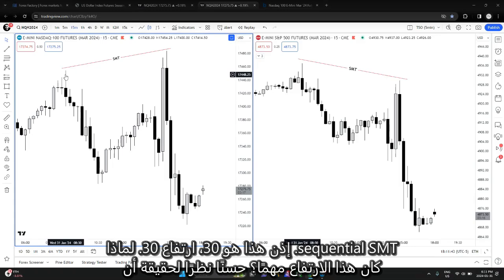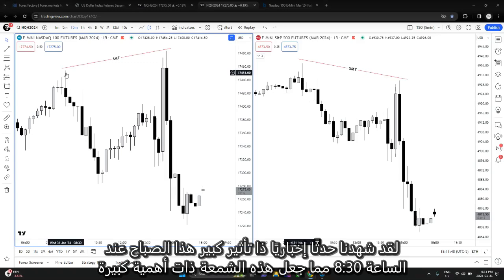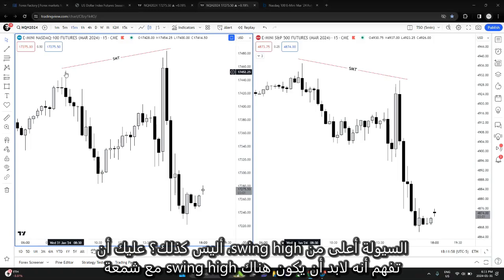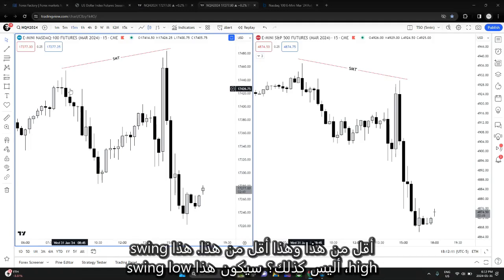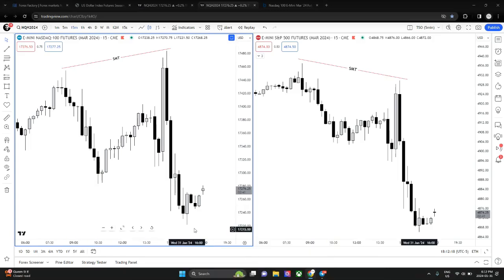8:30 is high. Why was this high significant? Due to the fact that we had a high impact news event this morning at 8:30 that made this candle have significant liquidity above the swing high, right? You've got to understand it has to be a swing high with a candle to the left lower than the one in the middle, and the same for the one to the right. So this candle is lower than this, and this is lower than this. This is a swing high, right? This would be a swing low.